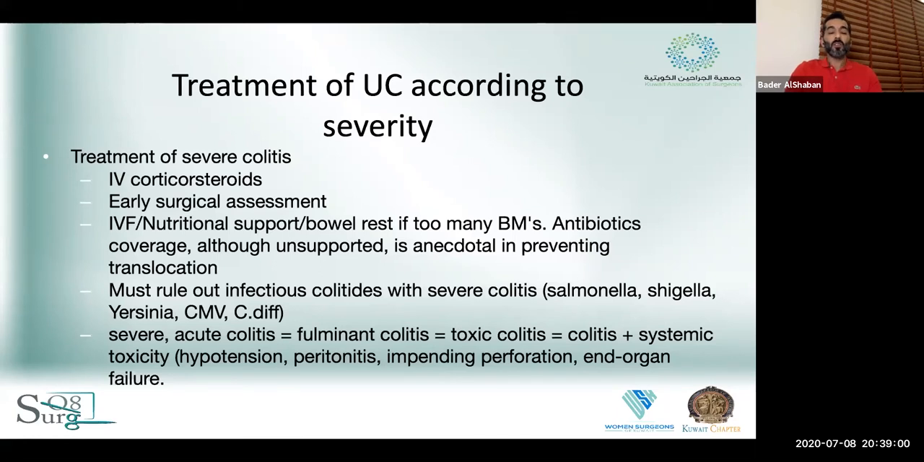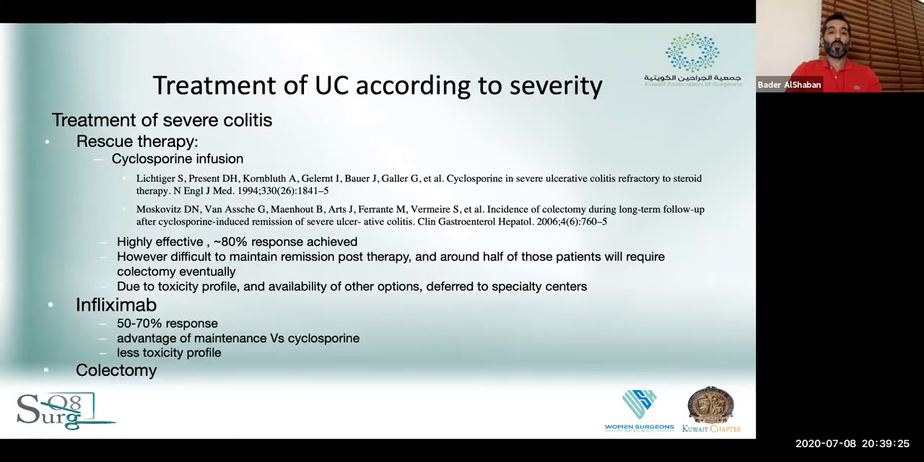Severe acute colitis, fulminant colitis, toxic colitis, they all tend to be named back and forth. It is important to be able to identify what is a severe colitis, both in the bowel sense and in the systemic sense. These are the 2 important factors to be recognized rather than the naming terminology of the disease, because it is the severity and the toxicity of the patient that will dictate your eventual management.